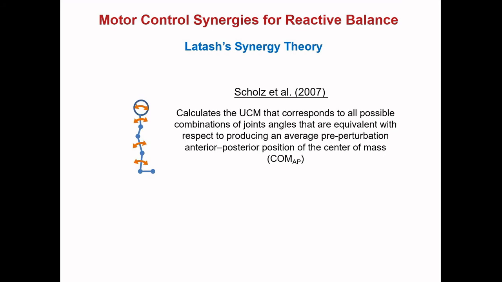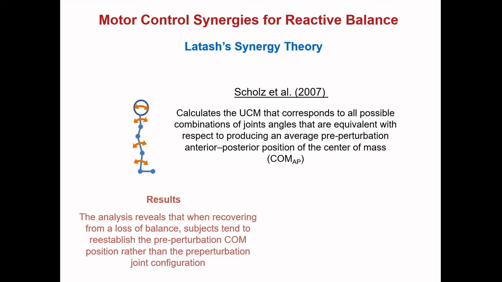Schultz et al. used Latash's synergy theory to study the way in which reactive balance is organized. The performance variable that Schultz considered was the anterior-posterior position of the center of mass of the body. Schultz then calculated the uncontrolled manifold that involved the motions of all of the joints of the body. Schultz calculated the uncontrolled manifold that corresponded to all possible combinations of joint angles that were equivalent with respect to the task of producing an average pre-perturbation position of the center of mass.